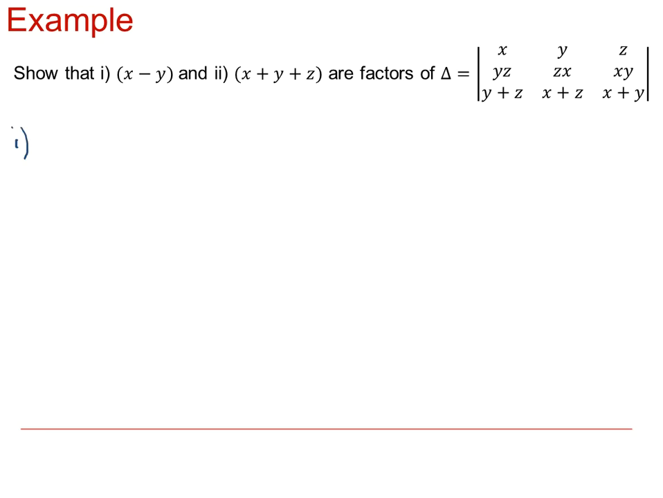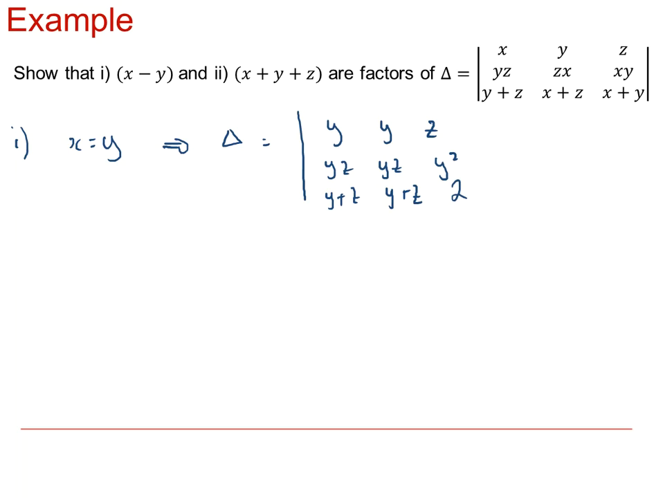So for the first part, I need to substitute x equal to y. So if x equals y, then that will make delta equal to the following. It will be y, y, z on the first row, y, z, and y squared in the second row, and then in the third row, y plus z, and 2y.